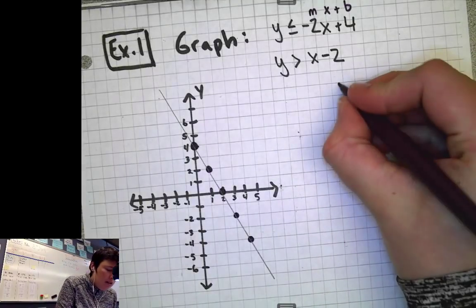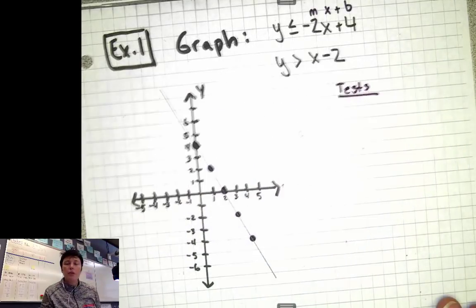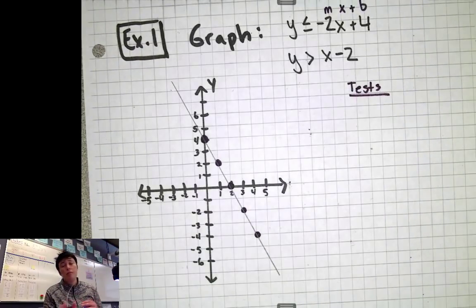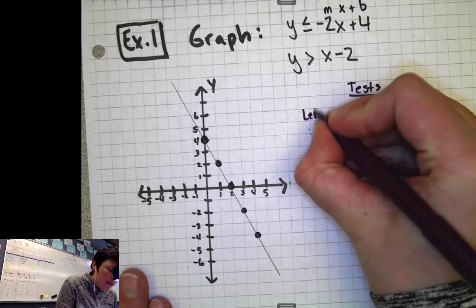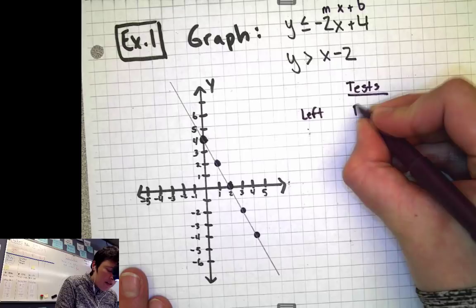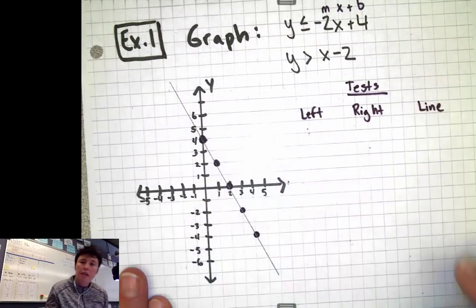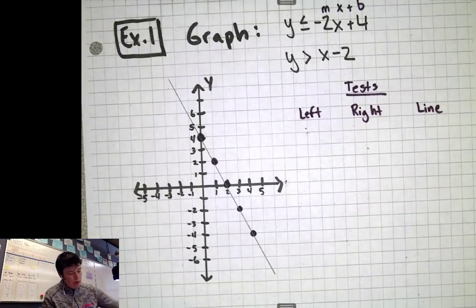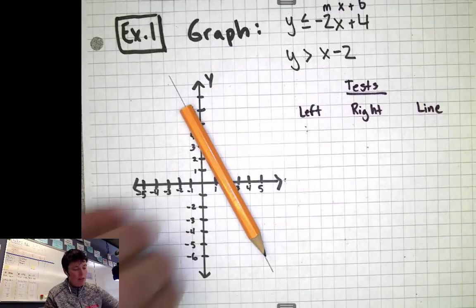So let's write tests. We are going to be testing the left, the right, and the line itself. So I plan to give myself some space here. The left, the right, and then the actual line itself. And I get to pick those points. So again, maybe I should put my pencil here. The left side would be anything over here.